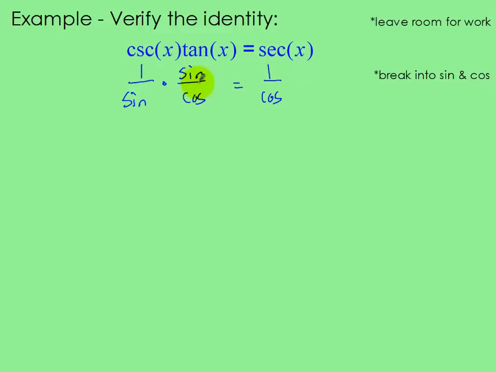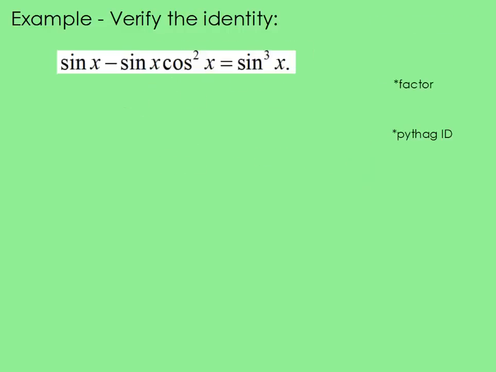So now, since these are being multiplied, you can cancel matches on the top and bottom. The sines cancel out. So I have 1 over cosine of x is going to equal 1 over cosine of x. Hey, look, these are the same thing. So I've just verified that identity. All you have to do is this last step. You get both sides the same, you're done. That's it. Let's try a different one.